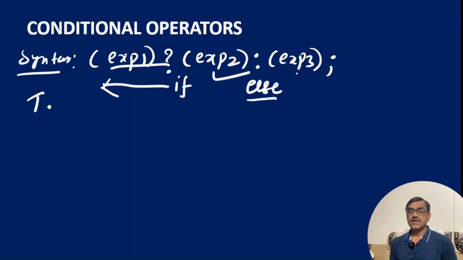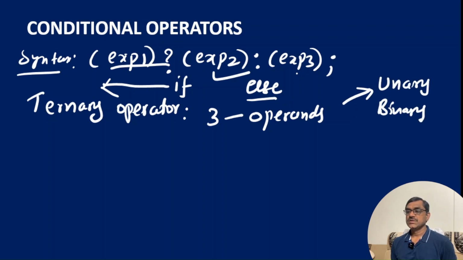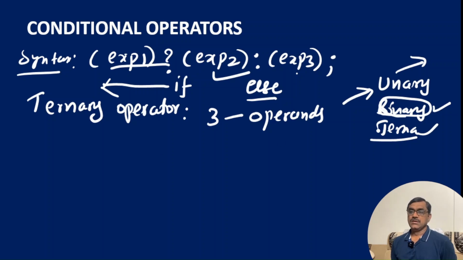Now, conditional operator is also known as ternary operator. What is ternary operator? As we discussed earlier, the operator which takes three operands is called ternary operator. Already we have seen previously unary operators, binary operators. Now we are talking about ternary. Unary means only one operand. If the operator operates on only one operand, that is called unary. If the operator operates on two operands, that is called binary. If you take three operands, then it is called ternary operator.